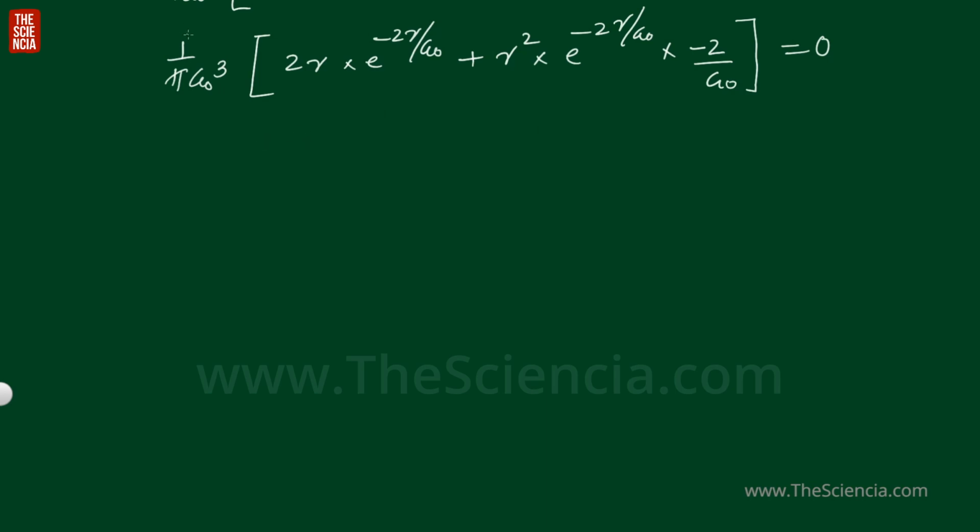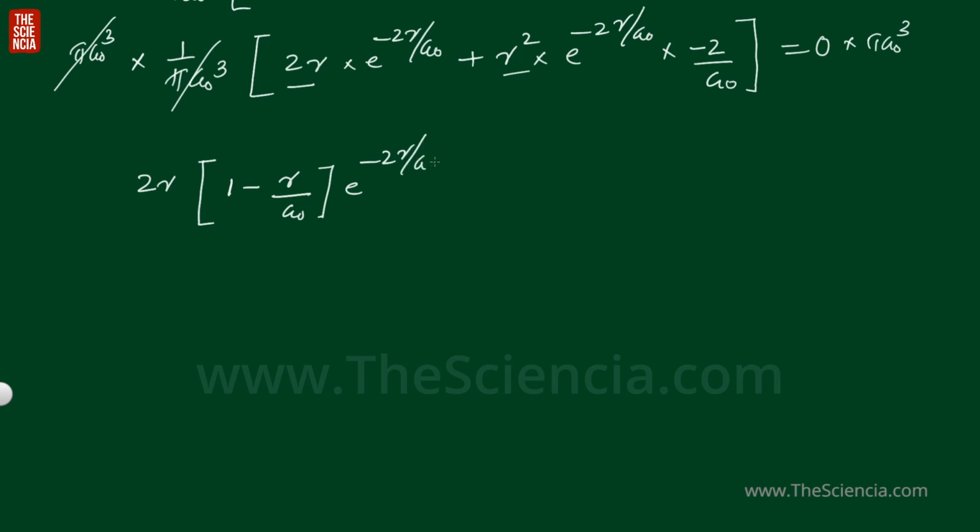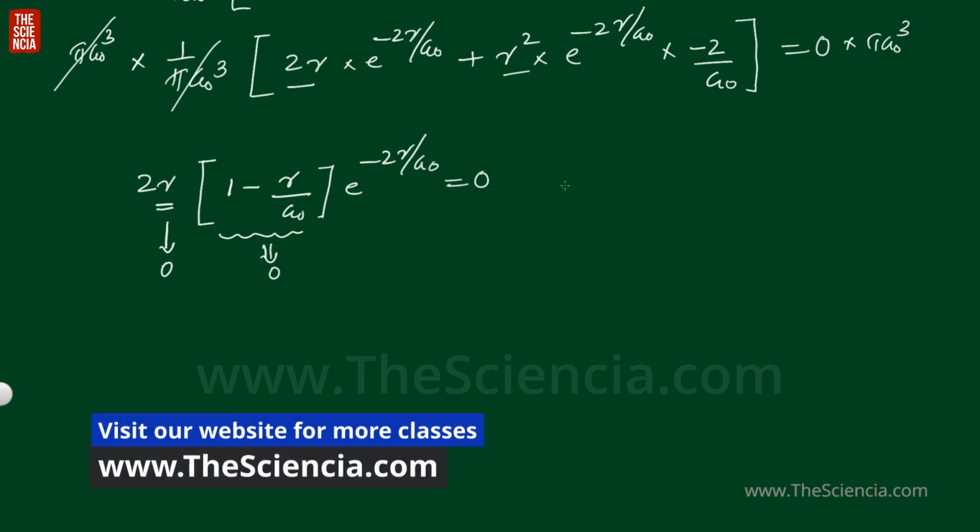Here we can multiply this equation by pi a0 cube on both sides. Okay, so this will cancel, and here also we again get 0 value, right? And I can take 2r as a common term. So I can rewrite this as 2r into 1 minus r by a0 into e raised to minus 2r by a0 equal to 0. This condition will be satisfied if r equal to 0 or this entire term is equal to 0. So there are two conditions.